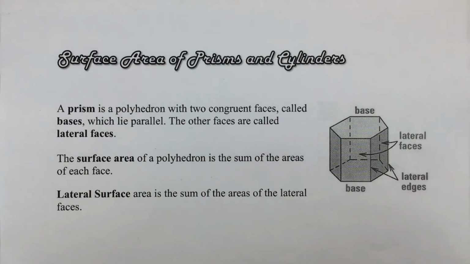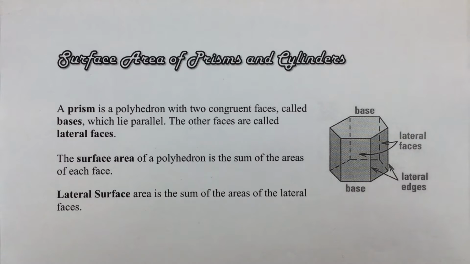Surface area, prisms, and cylinders. What I want to do is start with a general statement. We do not have any formulas for calculating the surface area of polyhedra. That would mean prisms, pyramids, platonic solids, and anything else that fits the definition of a polyhedron. However, we do have formulas for the shapes that are not polyhedra, such as cylinders, cones, and spheres.